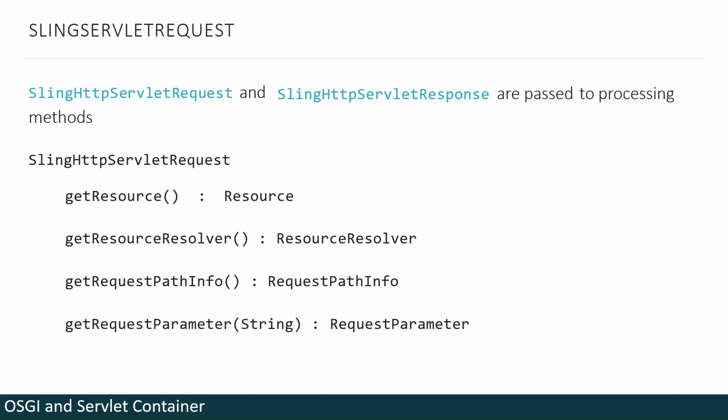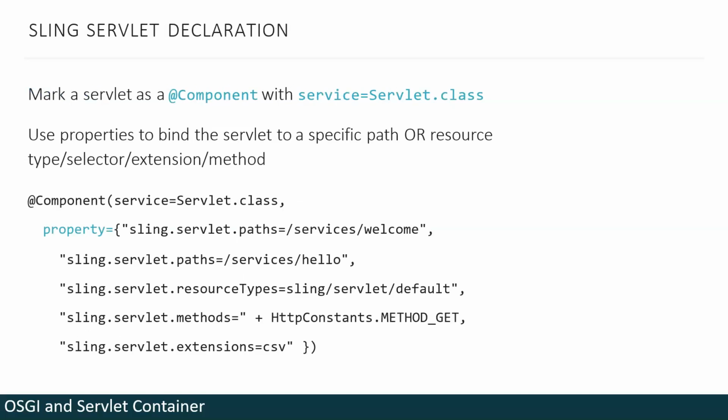Now let's see how a Sling servlet is annotated. The way recommended by OSGI 6 is to annotate a servlet as a component and specify a servlet as the service interface. Let me point out that this is a difference from how it was done before OSGI release 6. If you work on a long-lasting project, it is possible that you come across an older approach that uses the SlingServlet annotation. That annotation is now deprecated.